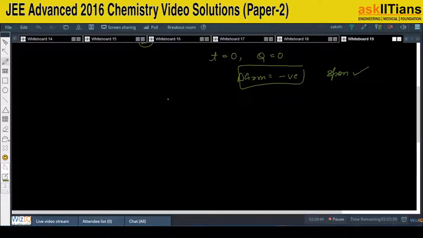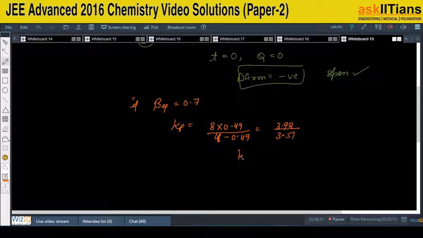Third says that B equilibrium is 0.7. Now let's try to figure this out also. Suppose B equilibrium is 0.7. I will not ask you to solve for the value of B equilibrium. Rather, since we are told that you can take B equilibrium as 0.7, you find the Kp value. That will be 8 into 0.49 divided by 4 minus 0.49, and this will come out to be 3.92 divided by 3.51. So you can find that the Kp value is coming out to be greater than 1.